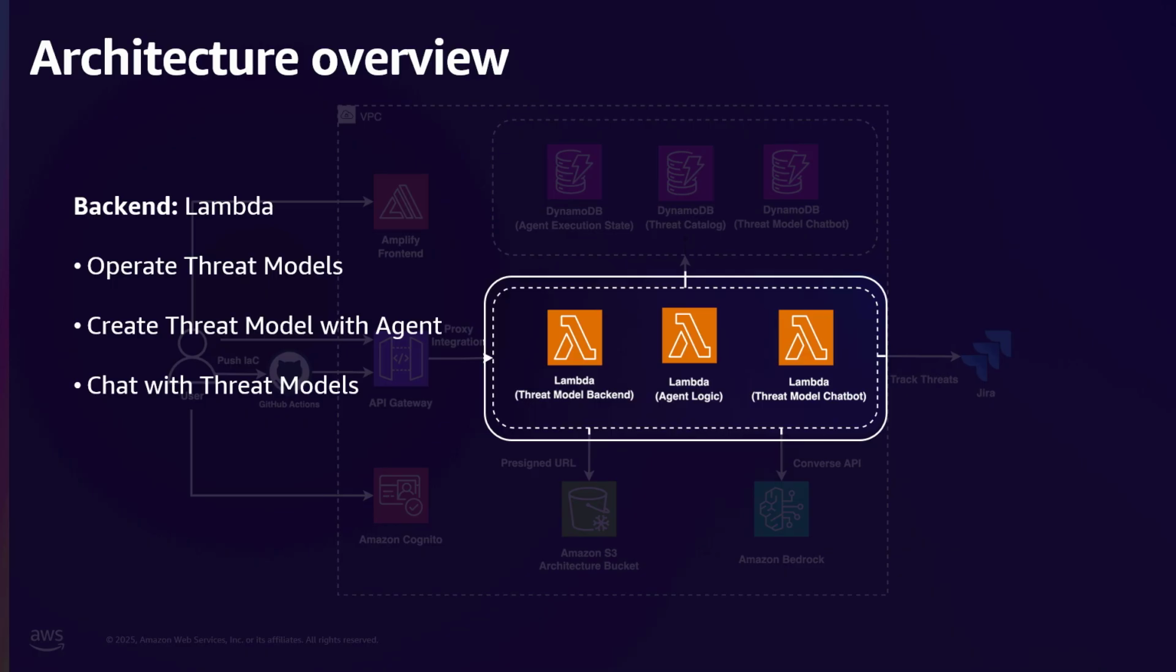We use Lambda functions to build the backend. The first function manages the CRUD operations for the threat model, such as listing and editing the threat model. The second Lambda function defines the multi-agent AI workflow logic. The third one has the chatbot to help you chat with the STRIDE models.